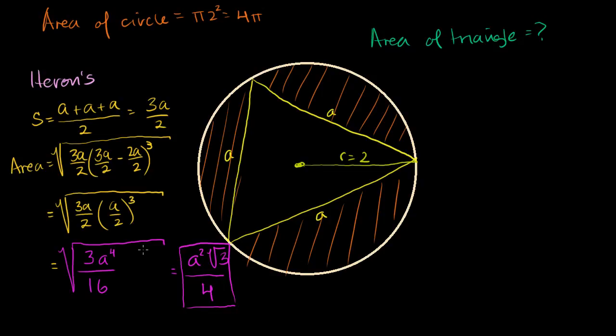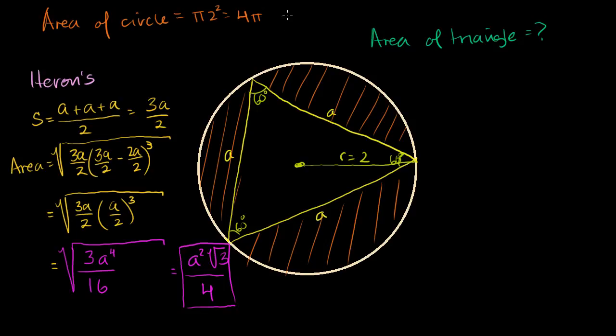So how can we figure out a? What else do we know about equilateral triangles? Well, we know that all of these angles are equal. And since they must add up to 180 degrees, they all must be 60 degrees. That's 60 degrees. That's 60 degrees. And that is 60 degrees.